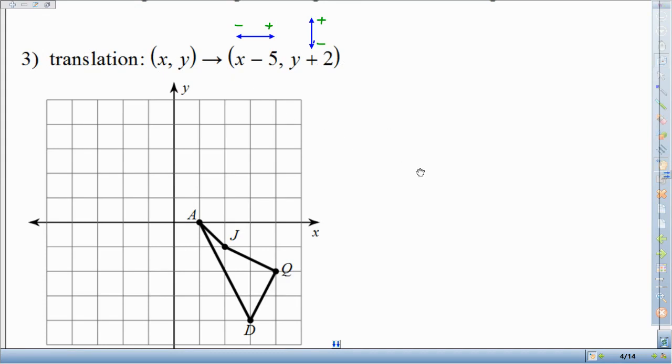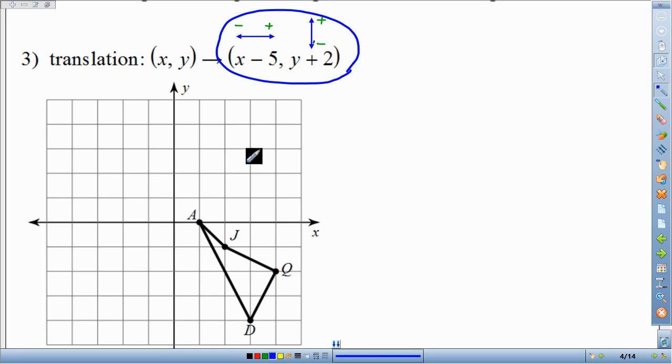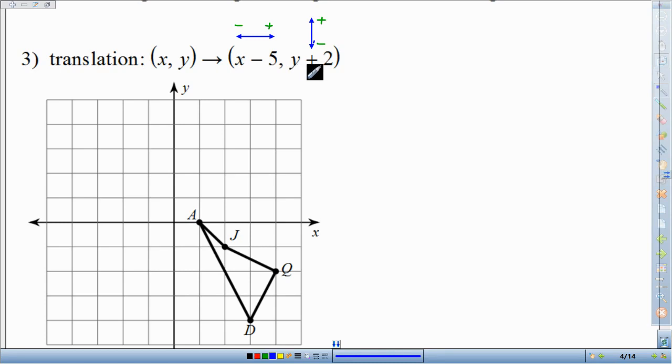Here's basically what it's saying. This right here represents the original coordinates of these points. That's all it represents. What we are really worried about is what's happening to those original coordinates. They're saying that we're subtracting 5 units from our x value and adding 2 units to our y value.